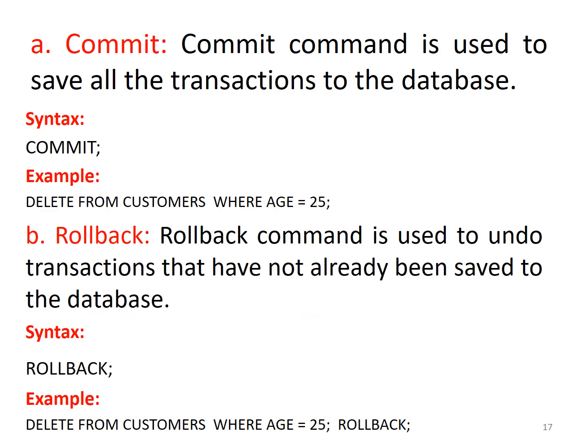The commit command is used to save all the transactions to the database. The syntax is commit. For example, delete from customers, that is the entity name, where age is equivalent to 25. After this we give the syntax commit, which is used to save all the transactions. Rollback is used to undo transactions that have not already been saved to the database.